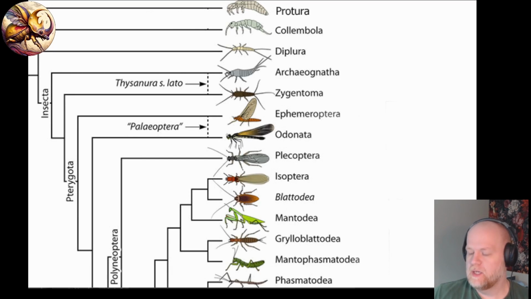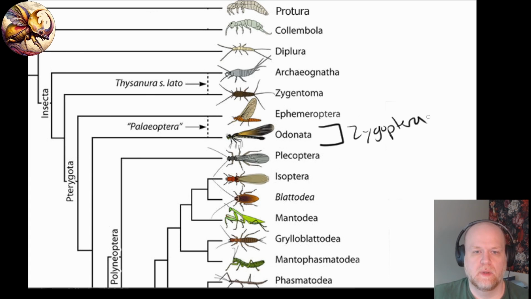This will be a continuation of what we were talking about last time. Last time we were here on the Odonata, the dragonflies and the damselflies. And today we're going to be talking specifically about the damselflies, which are the Zygoptera, a suborder within the Odonata.